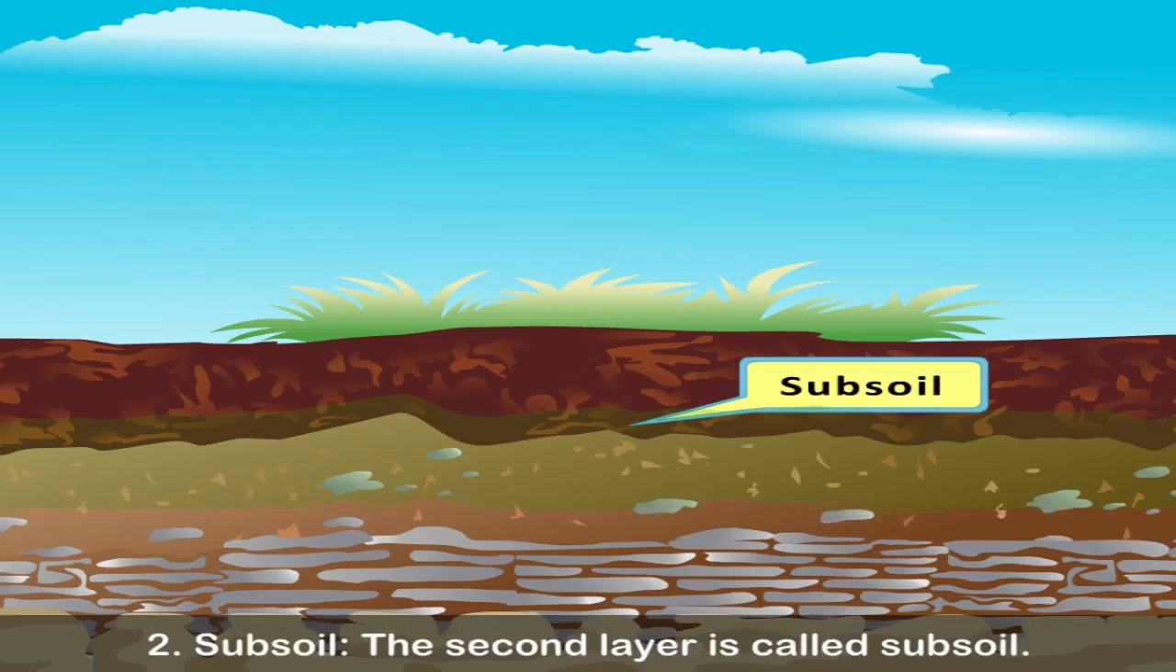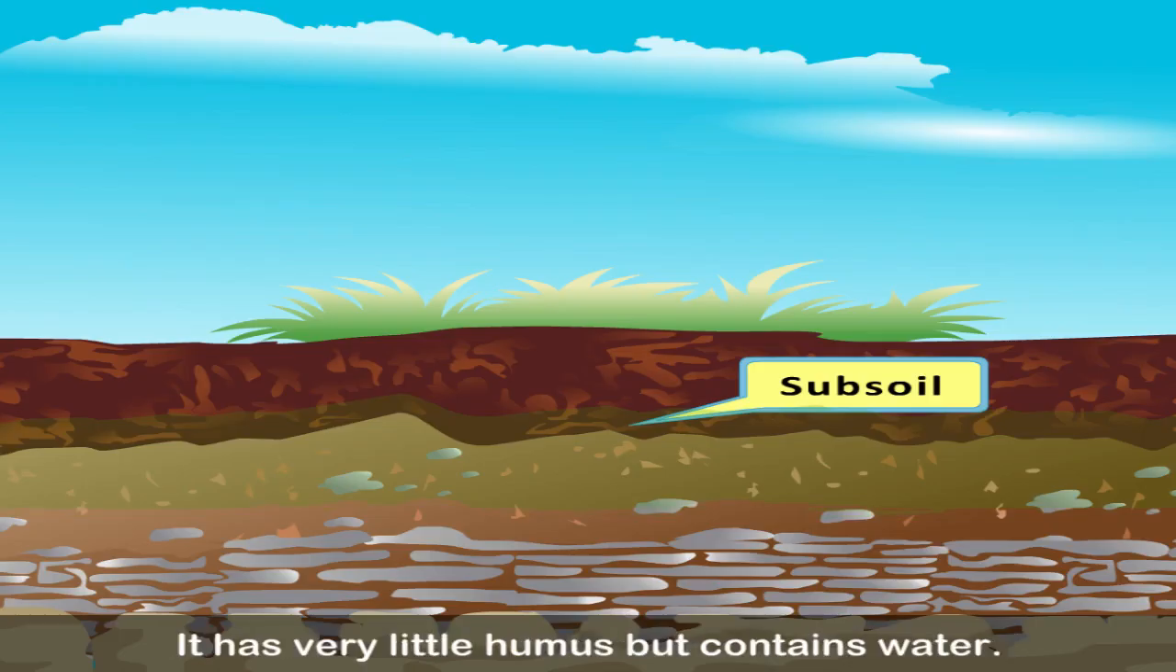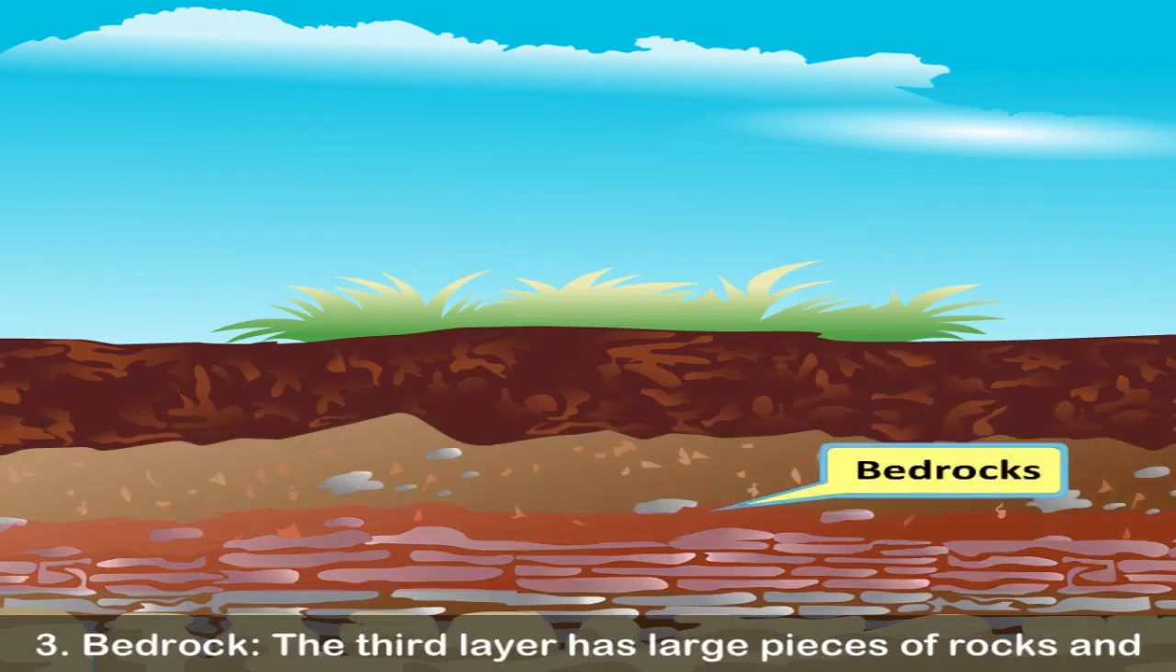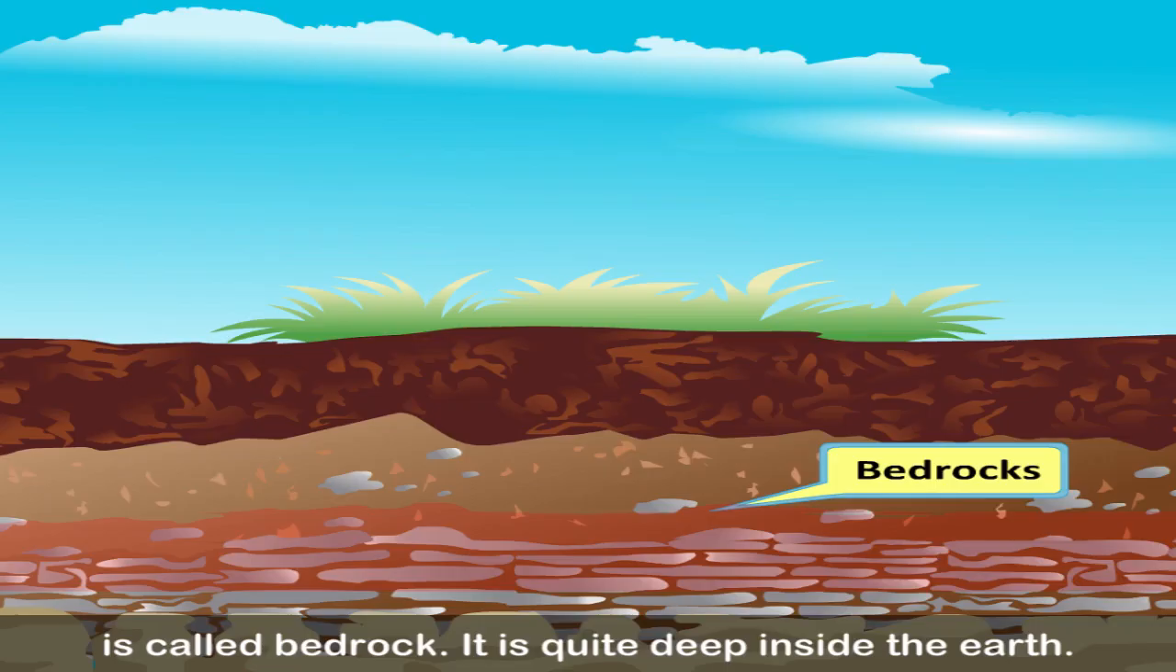2. Subsoil. The second layer is called subsoil. It has very little humus but contains water. Roots of trees generally reach this layer. 3. Bedrock. The third layer has large pieces of rocks and is called bedrock. It is quite deep inside the earth.